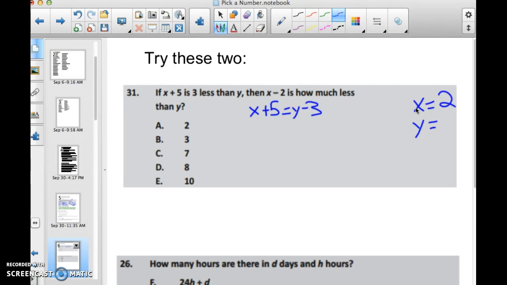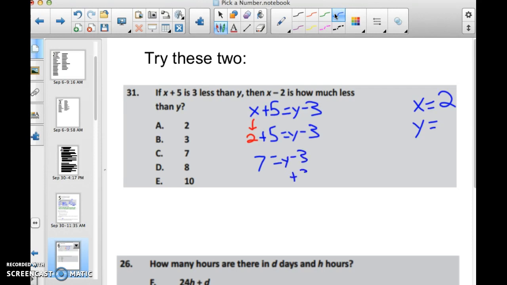So if I pick x is 2, then I work it back into the problem that I just created, this form, or this equation. I'm going to say x is 2, okay? So now I get 2 plus 5 equals y minus 3. And I'm going to solve for y to get my other value. So I'm going to add 3 to both sides. Oh, before I do that, 2 plus 5 is 7, okay? 7 equals y minus 3.